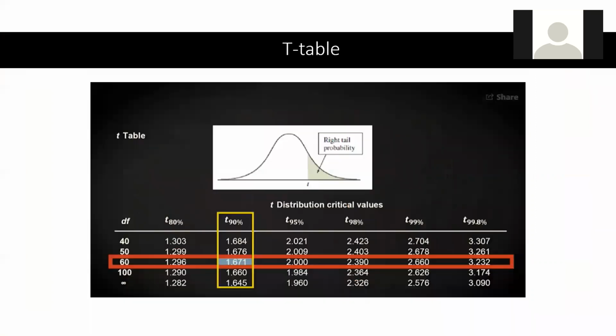So we can even look at the t table. In the t table, if you look for 60 degrees of freedom, why do we choose 60? Because degrees of freedom will always be n minus 1. So n is 100, 100 minus 1 is 99. The closest to 99 in the table is 60. That's why we chose 1.67.